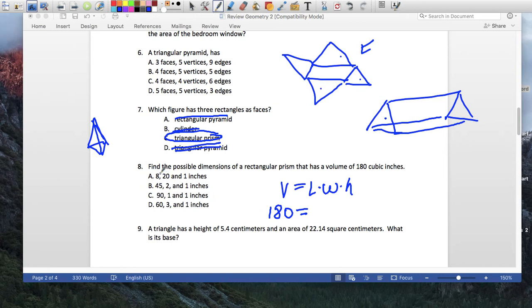So let's look at the first one. 8 times 20 times 1 would be 160 times 1. The volume is 160. 45 times 2 is 90, times 1 is 90, so the volume is 90. 90 times 1 is just 90. 60 times 3 is 180, times 1 is 180. But the only one that has a volume of 180 is letter D.